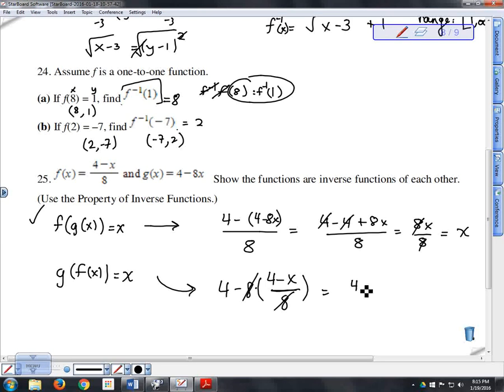Now we have 4 minus 4 plus x. It's plus x because the minus sign distributes. And then the x is left over, so that proves the second part.